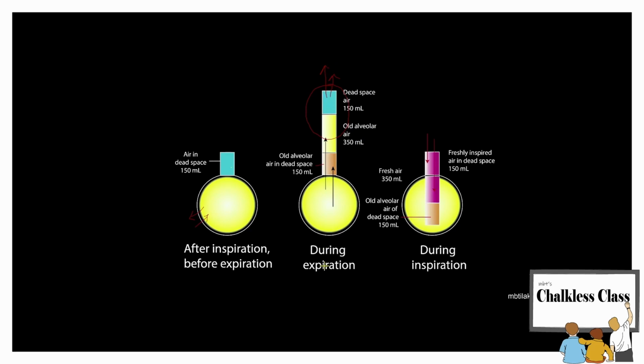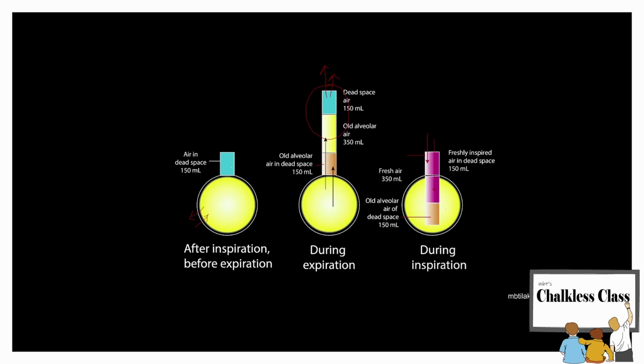out during expiration. During inspiration, what happens? Let us see. Here, this colored air shows the fresh air. During the normal inspiration, a person inspires fresh air, that is the tidal volume of 500 ml. In that one, 150 ml will remain within the dead space. This is the freshly inspired air in dead space, 150 ml is there. Out of 500 ml, 350 ml fresh air is there. That fresh air pushes the air present in the dead space.